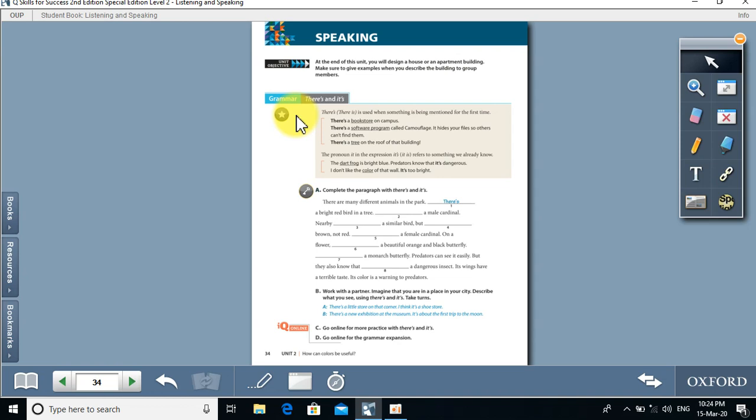Okay, now activity A. There is a paragraph. Complete the paragraph with there's and it's. If you think that it's there's that comes in the blank, you have to fill it with there's or there is. If you think that it should be it's or it is, then fill it with it's. So the first is already given here. There are many different animals in the park. There's a bright red bird in a tree. Okay, now activity B. Work with a partner. Imagine that you are in a place in your city. Describe what you see using there's and it's and take turns, turn by turn.